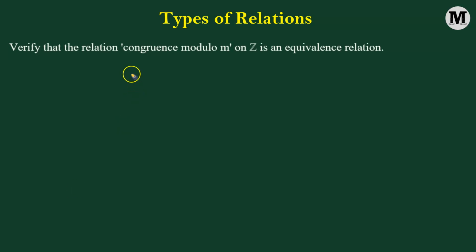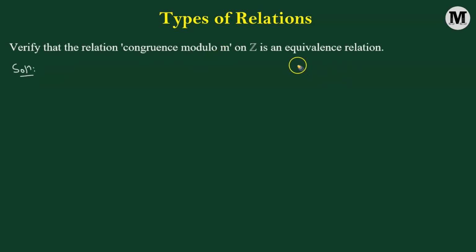So in this problem, we need to verify that the relation congruence modulo m on the set of integers Z is an equivalence relation. Okay. Before beginning, let's try to understand what it is when we say congruence modulo m.